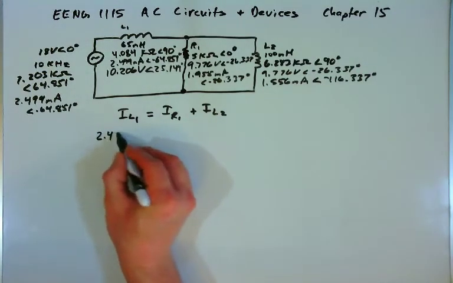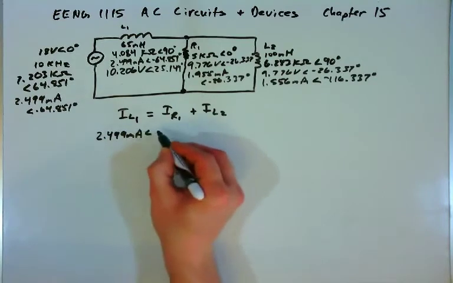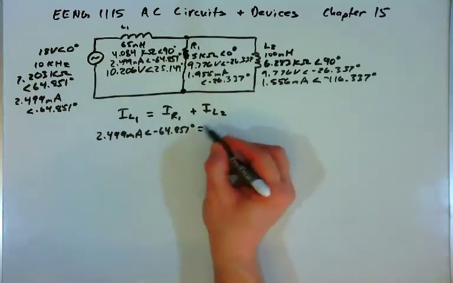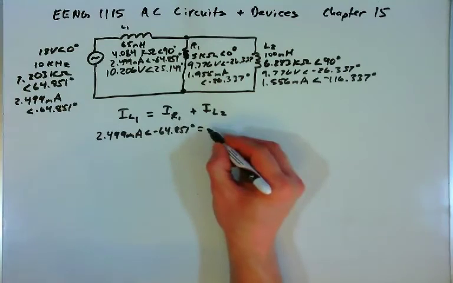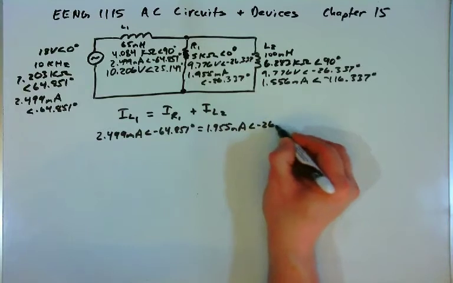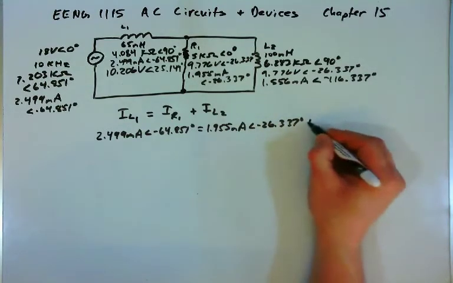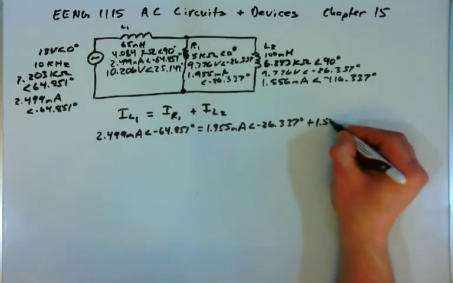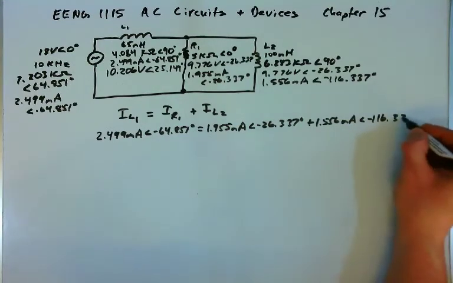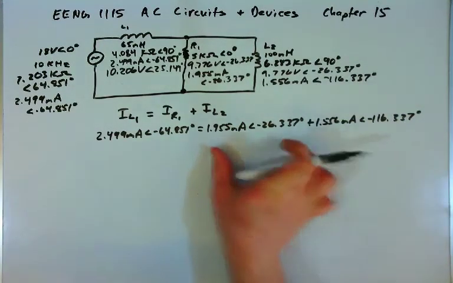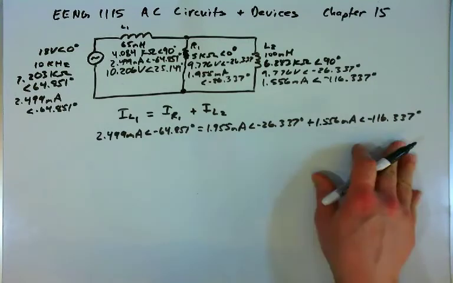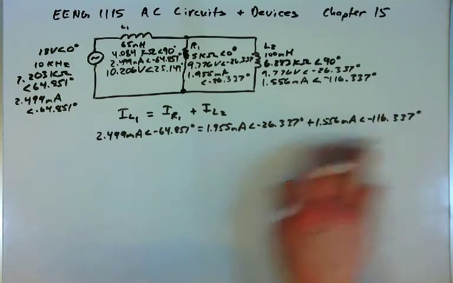We have 2.499 milliamps at an angle of negative 64.851 degrees. That's the current through L1. This should be equal to the current through R1, which is 1.955 milliamps at an angle of negative 26.337 degrees, plus the current through L2, which is 1.556 milliamps at an angle of negative 116.337 degrees. So I need to add these two together to check our answer. They are not friendly angles. We'll need to convert these to rectangular coordinates to be able to add them.